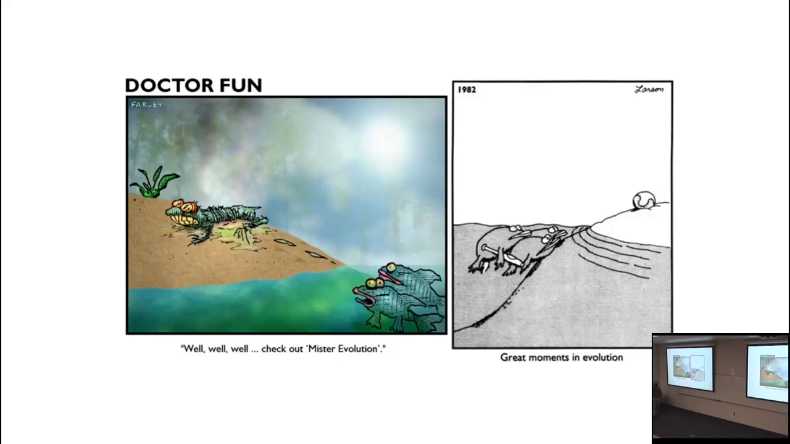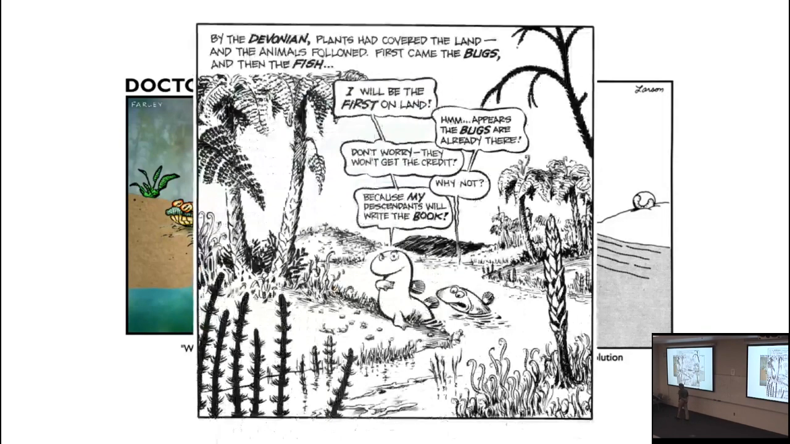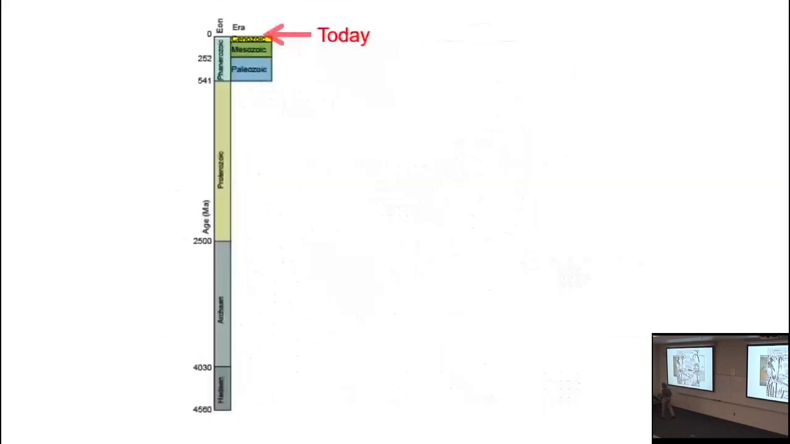And I decided really a good place to start would be the colonization of land. Particularly the colonization of land by vertebrates, by animals with a backbone. It's an important event in the history of life. It's one that's been parodied in lots of cartoons. Here's one from the cartoon History of the Universe. And it's by the Devonian. We'll talk about what the Devonian is in a bit, but it's sort of the middle of the Paleozoic. Plants had covered the lands, and the animals followed. First came the bugs, and then the fish. I will be the first on land. But here the bugs are already there. Don't worry, they won't get the credit. Why not? Because my descendants will write the book, as indeed we did.